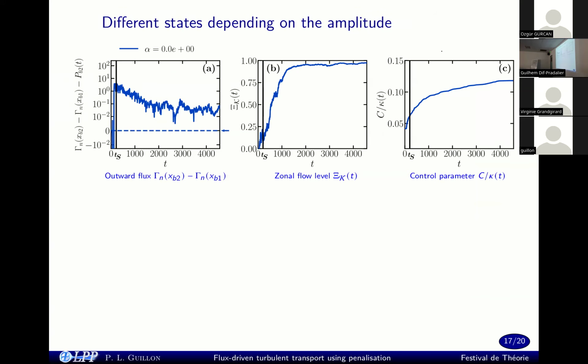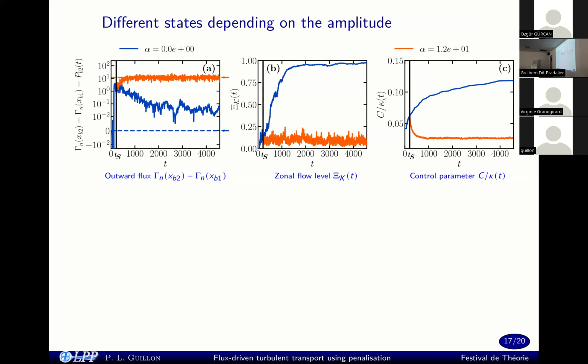So here I plot the net outward particle flux. Here, the fraction of energy inside the zonal flows between 0 and 1. And finally, C over kappa. So this is the reference simulation without any source term. And you see that the flux slowly decays towards 0. The fraction goes to 1, and C over kappa reaches a value close to 0.1, and then does not evolve anymore because we relax toward the state dominated by zonal flow.